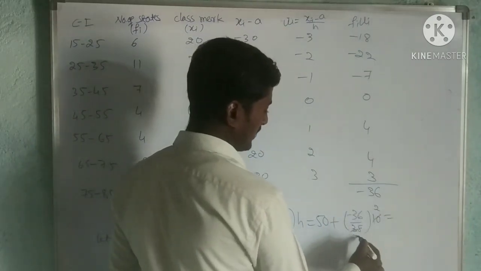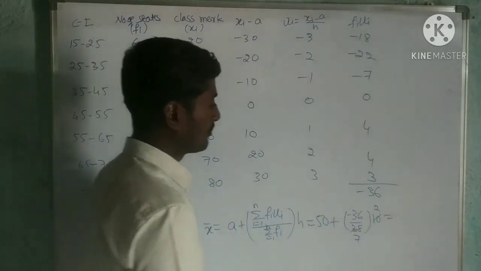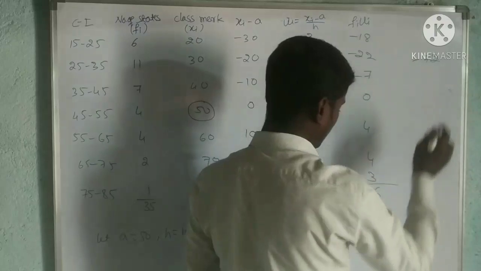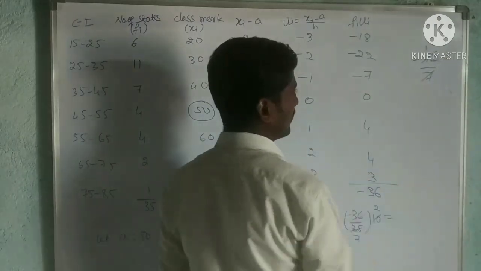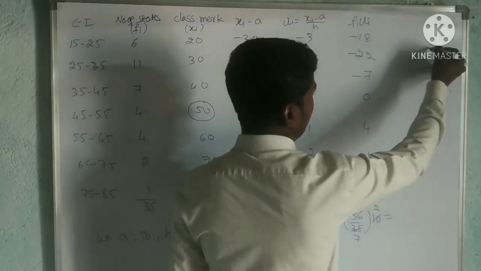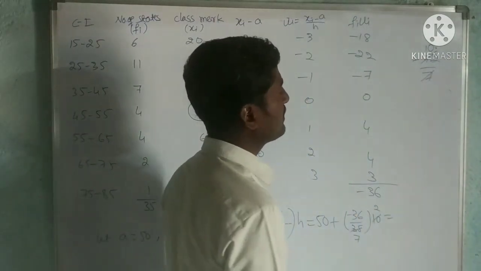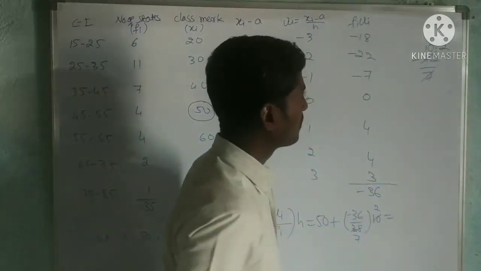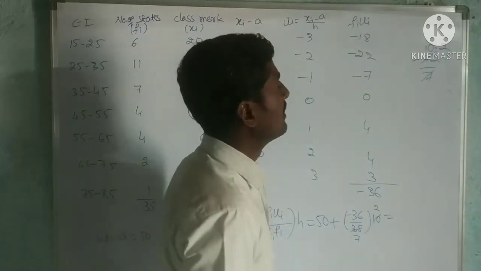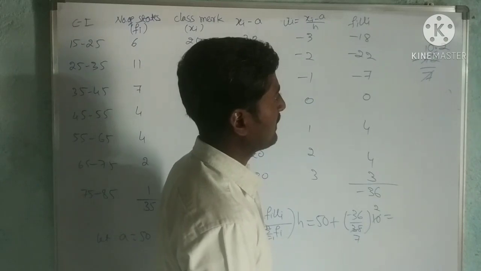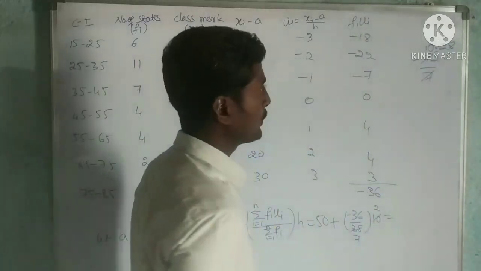Now divide this. 5 2s are 10, 5 7s are 35. Am I right? Now divide. Minus 36 into 2, minus 72 it is. Minus 72 divided by 7. Again you divide this. 7 1s are 7. Then the remainder carries, it will become 20. 7 2s are 14. 6 remains. It will become 60. 7 8s are 56. Okay, 10.28 it is.